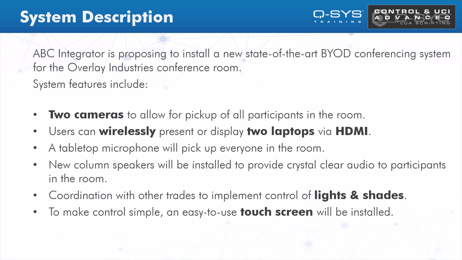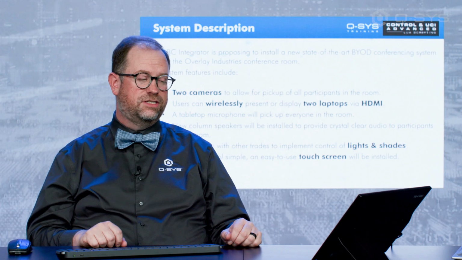So anyway, what are we going to do? We have a room. It's got 2 cameras, which are going to allow for pickup of all the participants in the room. We also have 3 video sources. One is a wireless presentation gateway, and then we've got 2 HDMIs for 2 laptops. We're going to outfit our fantastic table with an NMT1. We're also going to put 2 new column speakers in the room to provide crystal clear audio. Of course, there's lights and shades, so we're going to figure out how to do third-party integrations as well.